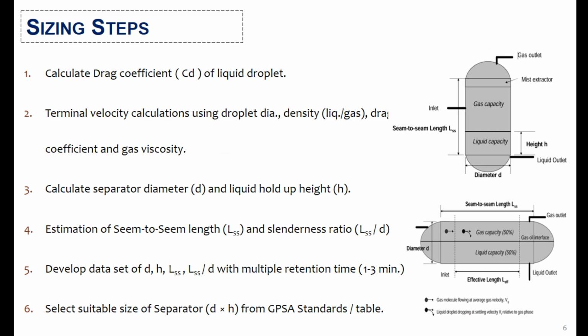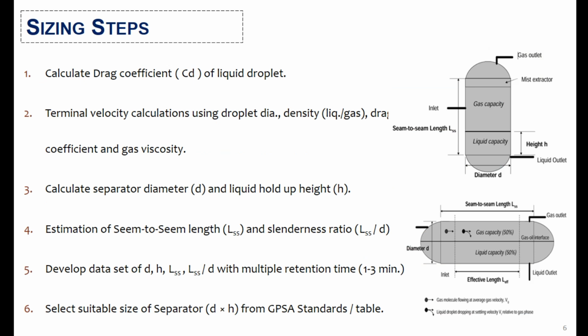In the sizing steps of separators, the first step is to calculate the drag coefficient of the liquid droplet. In the second step, we calculate the terminal velocity using droplet diameter, density of liquid and gas, drag coefficient, and gas viscosity. In the third step, we calculate the separator diameter and liquid holdup height.